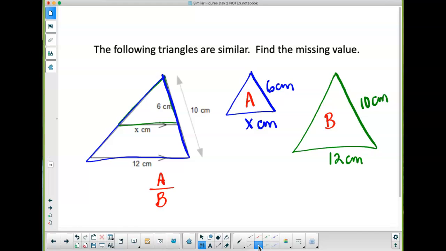So I can say I have A over B. And now I'm going to set up and solve a proportion. So I need to fill in the numbers.